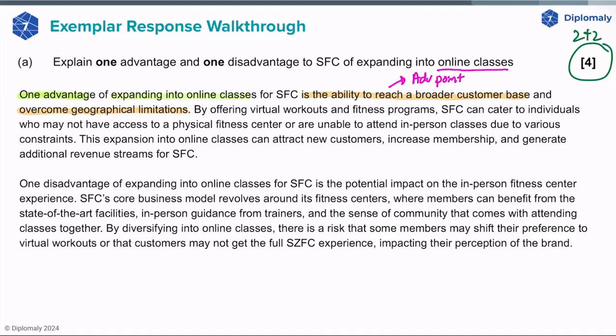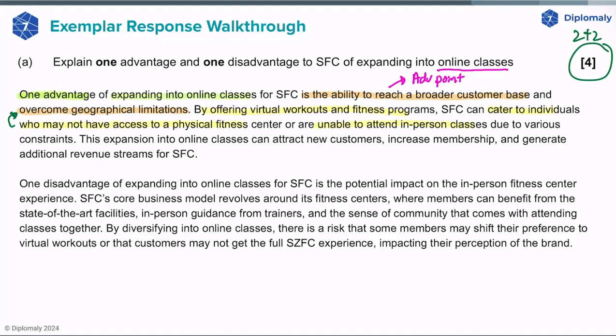So the second sentence says, by offering virtual workouts in fitness centers. So by saying something like this, you're already linking it and showing application because workouts and fitness programs are all related to the nature and the context of this case, right? It says SFC can then cater to individuals who might not have access to a physical fitness center or are unable to attend in-person classes. So this part, catering to people who do not have access to physical fitness centers or are unable to attend in-person classes, is expanding on your advantage point about overcoming the geographical limitation.